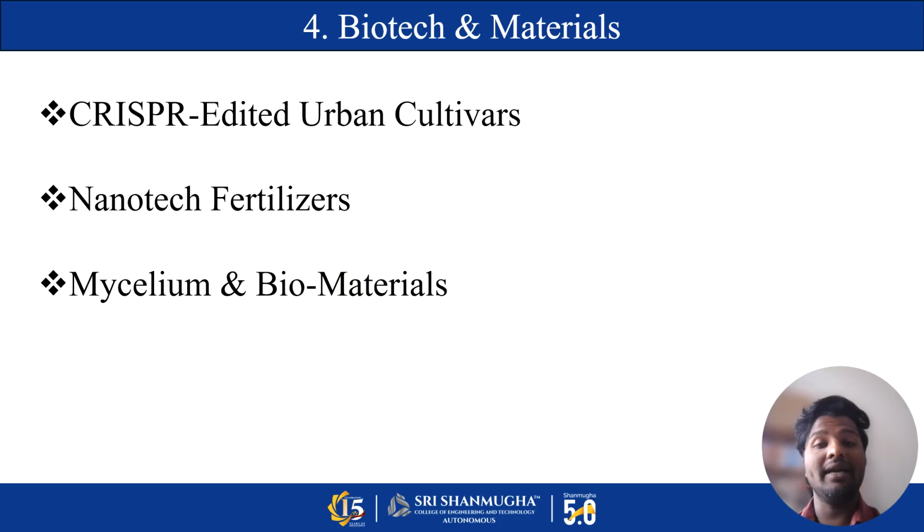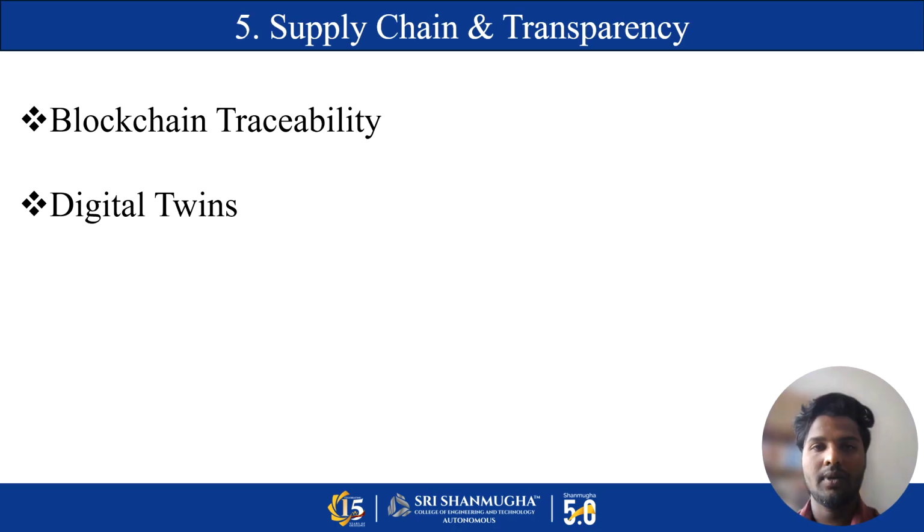The third one is mycelium and biomaterials. This means we are moving away from plastic. Growing trays and pots are now grown from mushroom roots, like mycelium. Once the harvest is over, the tray itself can be shredded and used as high quality compost for the next cycle.